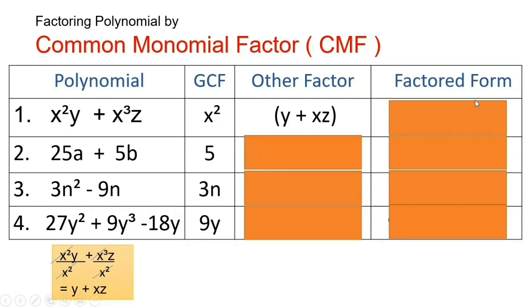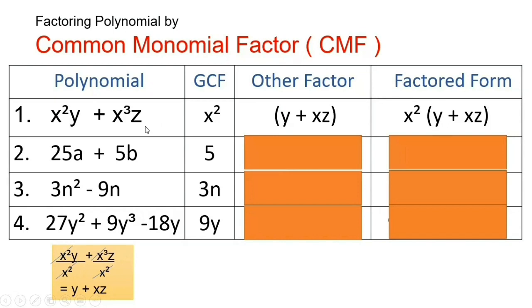And then, sa final answer natin, yung factored form, pagsasamahin lang natin yung GCF and other factor. So, to check your answer, imumultiply lang natin sila by distributive property. So, x squared times y is equals to x squared y. Diba? Para pinagsama lang. And then x squared times xz. So, in multiplication of exponent, o pag-aadin lang natin yung 2 plus 1. So, meron tayong x cube dito. Kaya siya naging x cube. And then, copy lang natin si z.